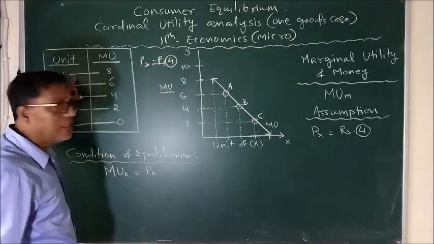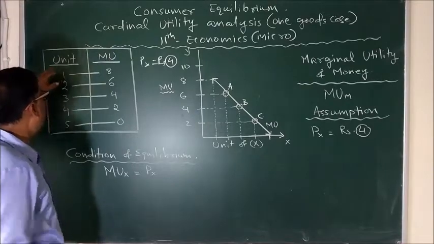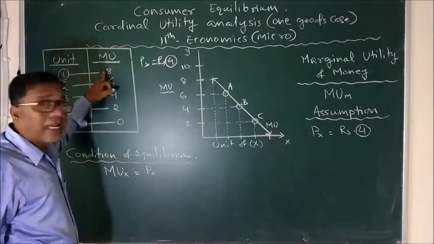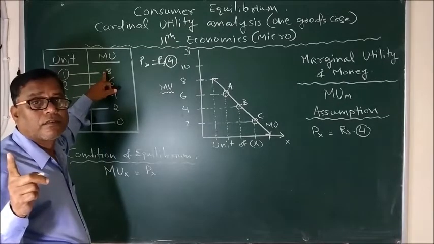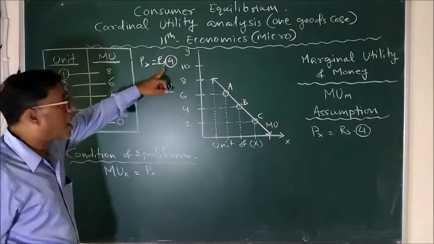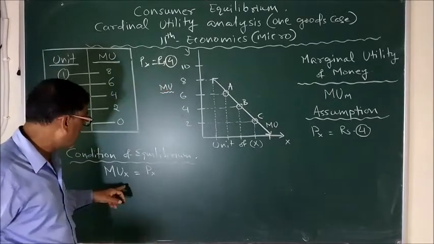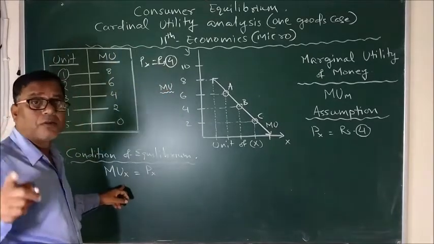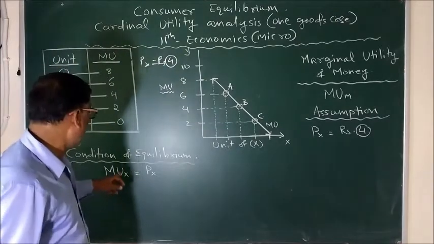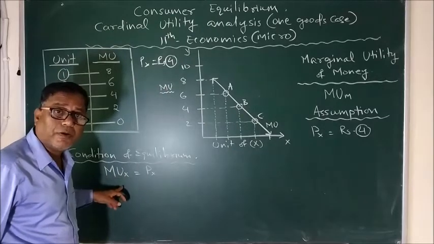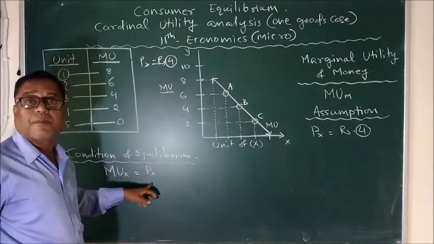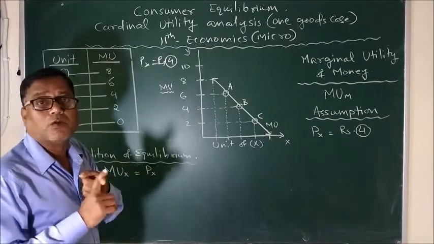But you can see here in this imaginary table, when the consumer is consuming 1 unit of X, he is getting 8 utils. That means it is larger or higher than the price he is spending. But what is the condition of equilibrium? The consumer will attain equilibrium when the resultant marginal utility, what he is receiving from the consumption, and the price of the goods become equal to each other.